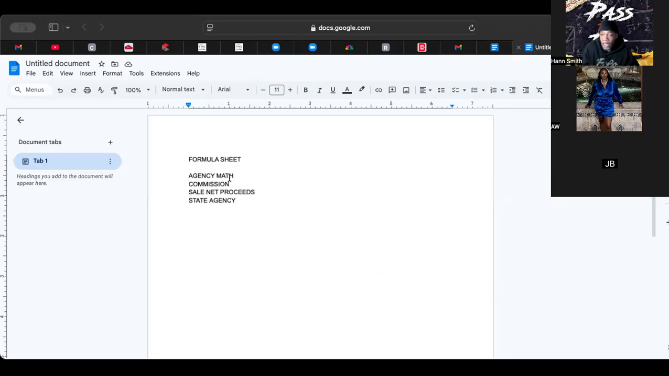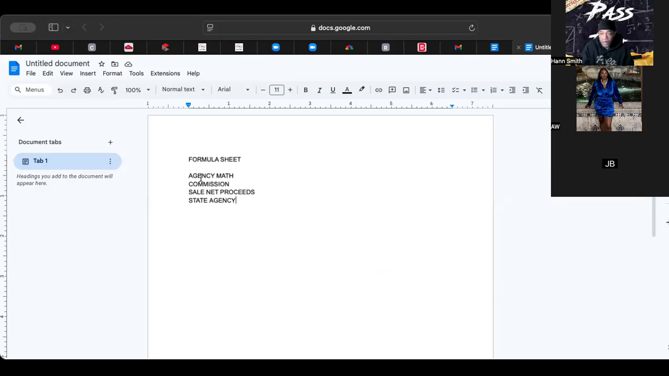Agency math. I don't like teaching the math outside of the actual topic that we want because it's easier for you to get it. Otherwise we talk about agency, and then 3-4 weeks later, we talk about the math that's associated with agency. This is the math associated with agency: commissions, selling net proceeds. And this is what we're going to really go over today.